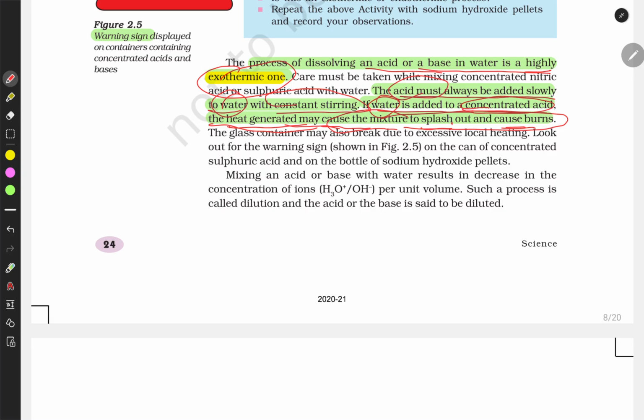However, we can add acid to water, but very slowly, because the reaction is highly exothermic. With constant stirring, if the acid is released drop by drop, not much heat will be released.